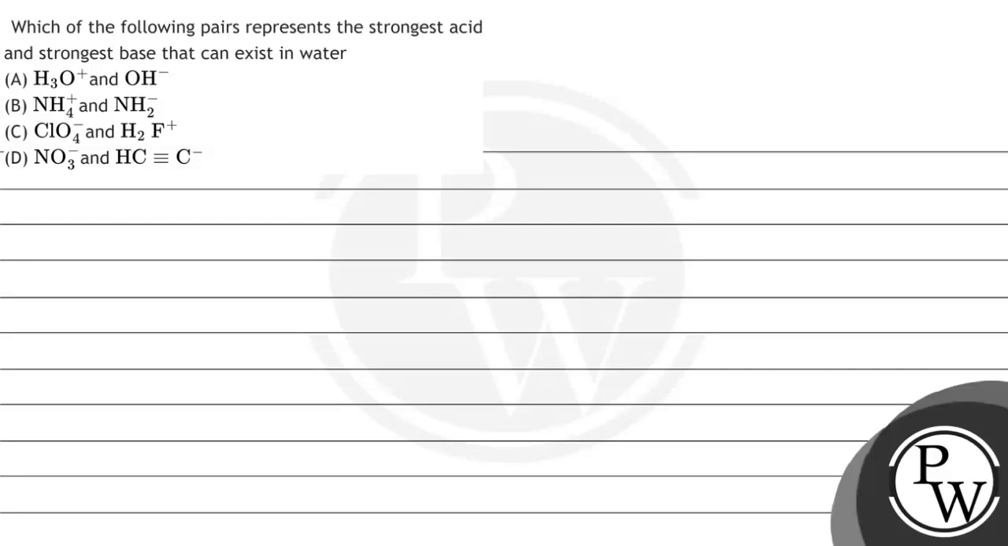Hello बच्चों, let's read this question. Which of the following pairs represents the strongest acid and strongest base that can exist in water? And following options are given to us. So let us see the key concept of this question first.